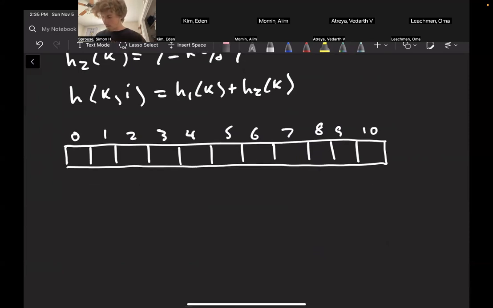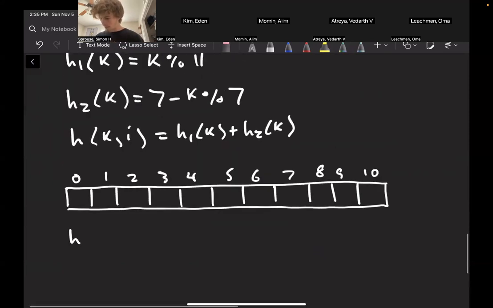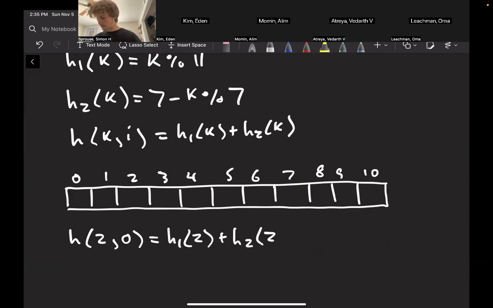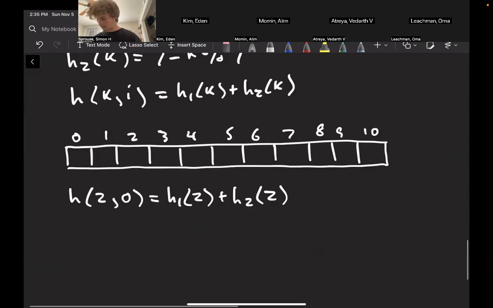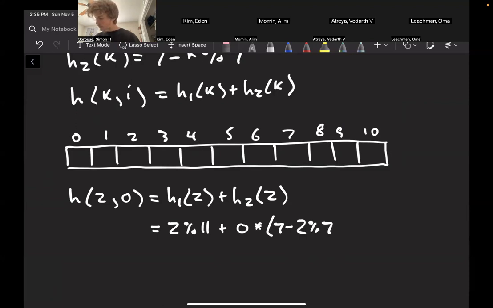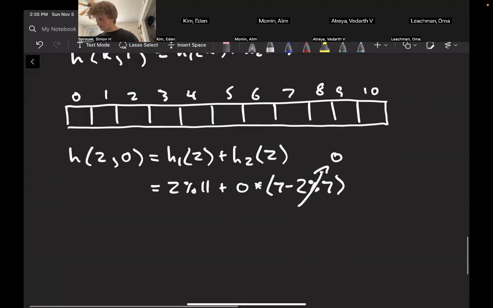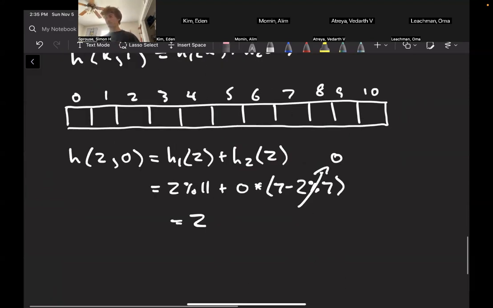So let's start with inserting 2. We're going to hash 2, seeing 0 collisions, and that is going to be equal to applying the first hashing function and then also applying the second hashing function. Let's evaluate this. So this is 2 mod 11 plus 0 times 7 minus 2 mod 7. We don't even have to evaluate the second part because we know it's going to be 0, and thus we put our first element, 2.